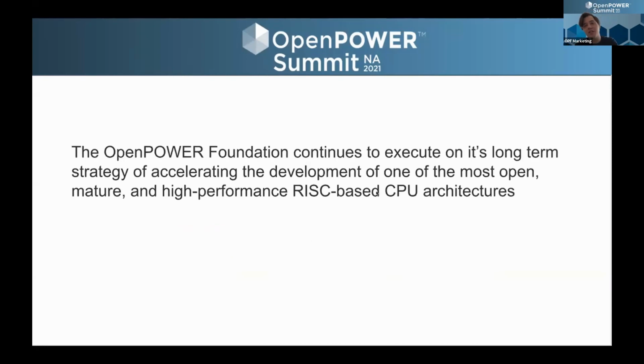This year we've really successfully executed on our long-term strategy for accelerating adoption and development of the OpenPOWER ISA, the most mature, open, and royalty-free architecture in the industry. The foundation has made it a priority this year to transition from a historically license-based approach to a more open source focused community and ecosystem. You see that in some of the talks today. It's all about open, collaboration, and learning.